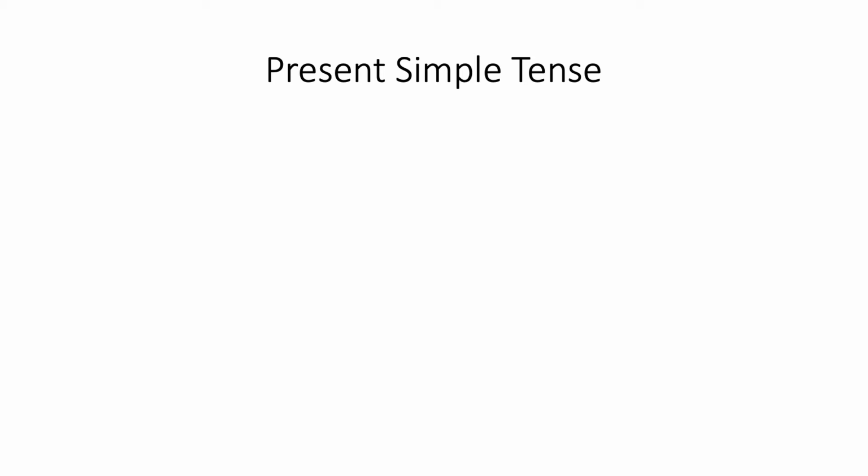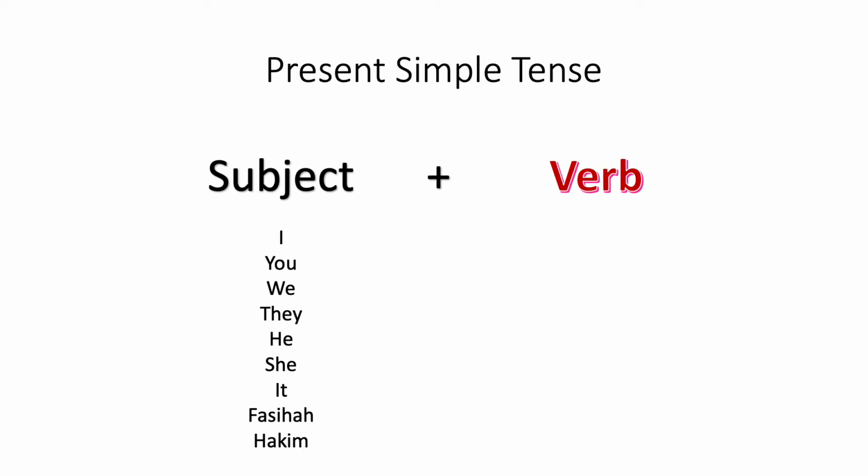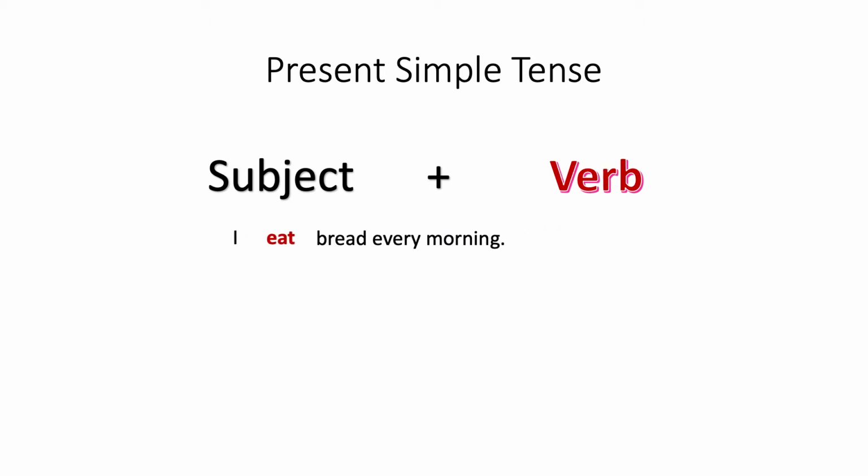It is very easy. You take a subject and you add a verb. A subject tells us who or what the sentence is about. A subject is a word like I, you, we, they, he, she, it, or a name of people, places, ideas, or things. Let's take I for now, and let's take a verb, eat. Let's add in more details so the sentence sounds more meaningful. I eat bread every morning.